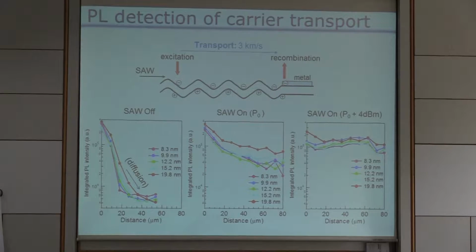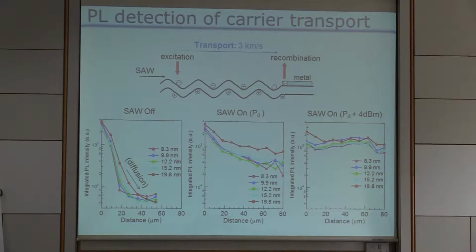This is the data. Here, the vertical axis is PL intensity, and the horizontal axis is the distance between the excitation position and the detection position. Without acoustic wave, we can observe the photoluminescence only at positions close to the excitation position. But when we increase the acoustic wave intensity, we observe the photoluminescence even at distances longer than several microns. As we increase the intensity, we observe higher PL intensity. This is evidence that we can transport the electron-hole pairs.